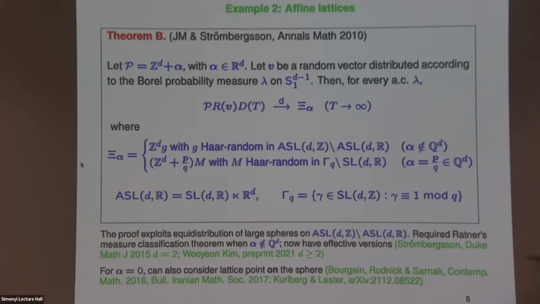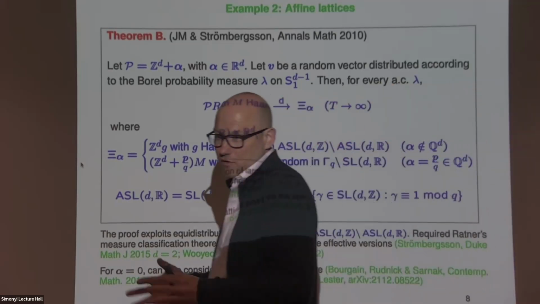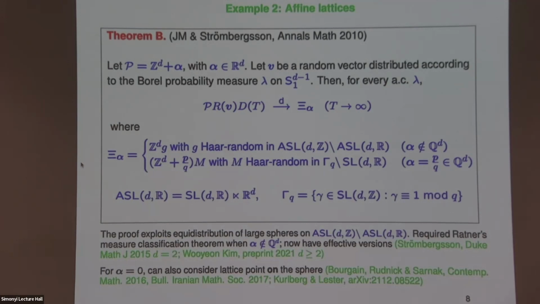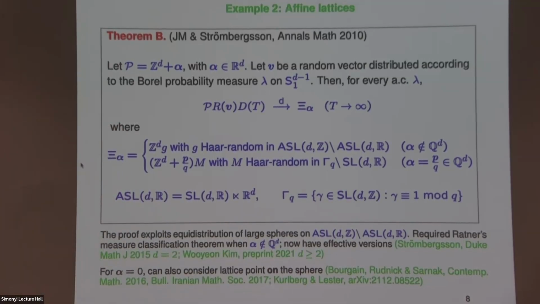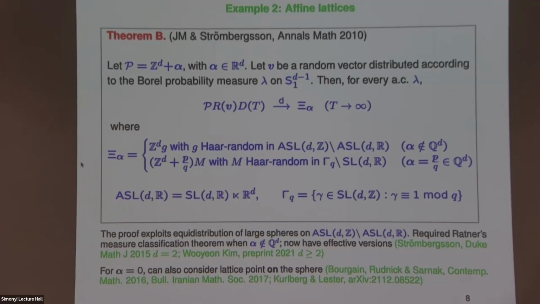And as Peter mentioned, there is an analogous problem to this. When alpha is 0, you have a high concentration of lattice points on spheres themselves, so you can ask about the statistics of the lattice points that actually lie on a sphere, if you've got enough points on them. That's work of Wooyeon, Rudnick, and Peter. And there's also a very beautiful recent paper, two or three years ago, by Kohlberg and Lester, where they prove a Poisson distribution for the lattice points on a circle for the integer lattice.